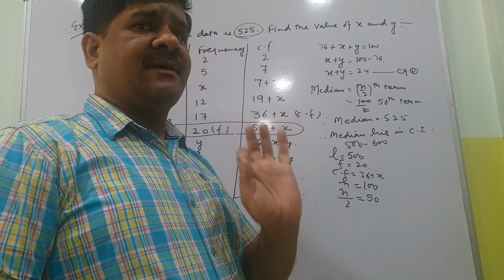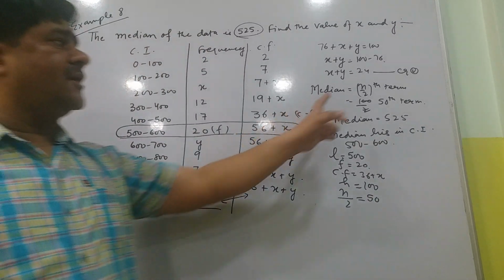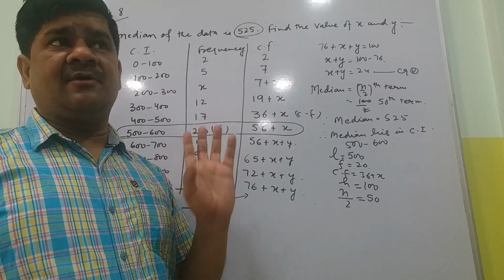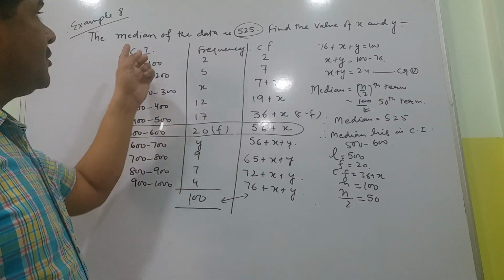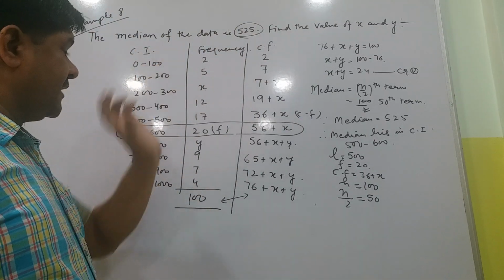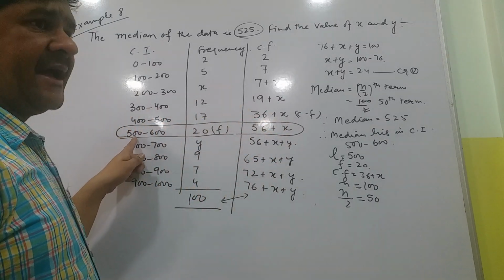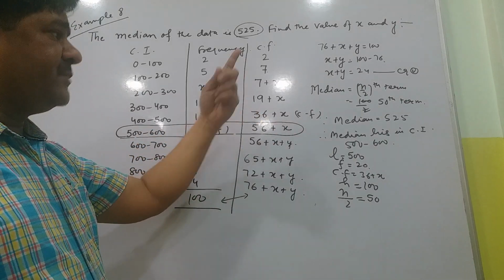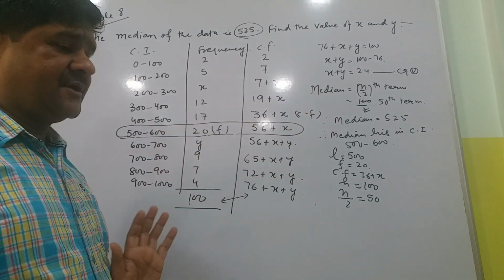Our second step is the median. Median equals the n by 2th term. Here the number of terms is 100, so 100 by 2 is the 50th term. But with the help of this 50th term you cannot find the median class interval. For that you have to see the median. The value of the median is given as 525. So naturally, if its value is 525, it will lie in the class interval 500 to 600. So here L is 500, H is 100, F is 20, CF we take of the previous class interval, that is 36 plus x, and n by 2 you already calculated, 50.